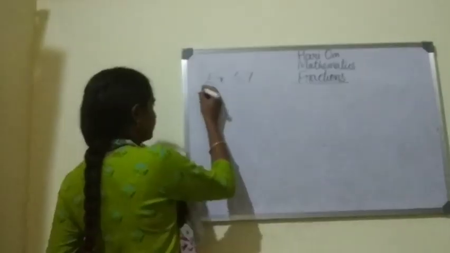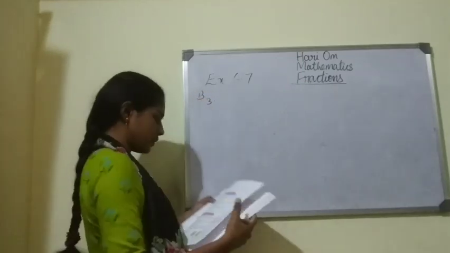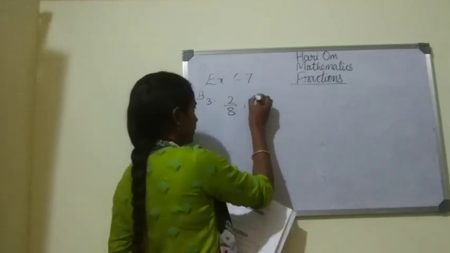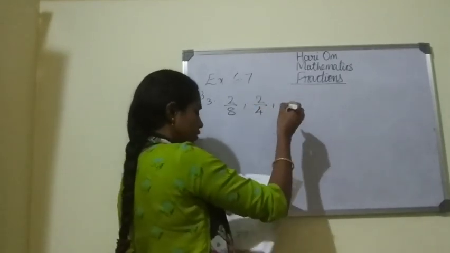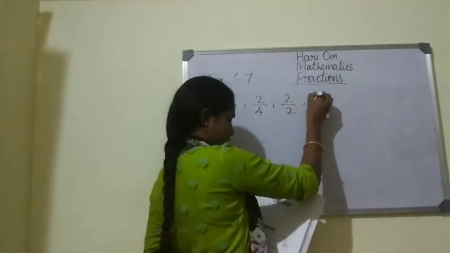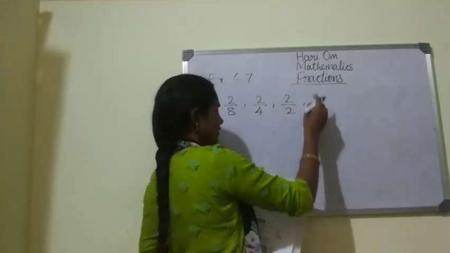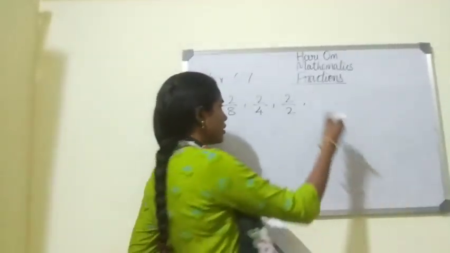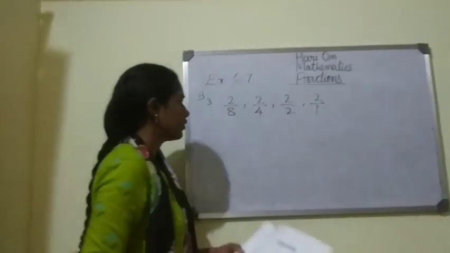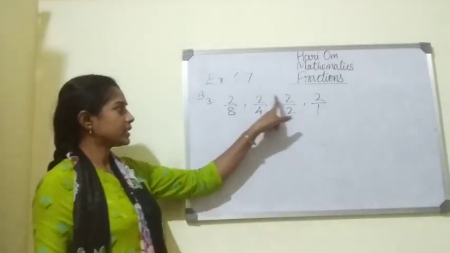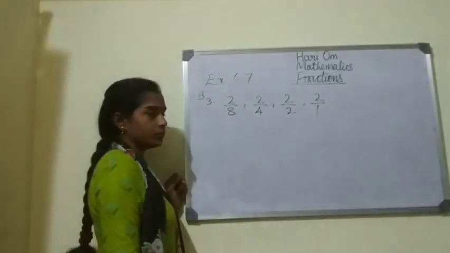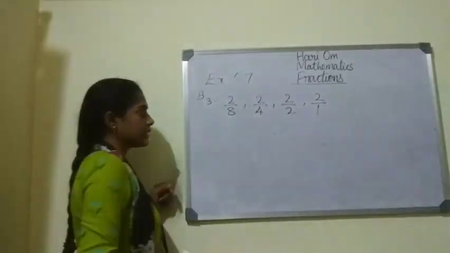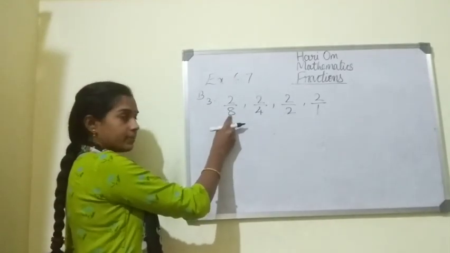B main, third one, it is 2 by 8, 2 by 4, 2 by 2 and 2 by 1. Okay, so we can find the same number in the numerator, 2. Okay, in denominator we have 8, 4, 2 and 1. So which is the greatest number? 8 is the greatest number in the denominator.